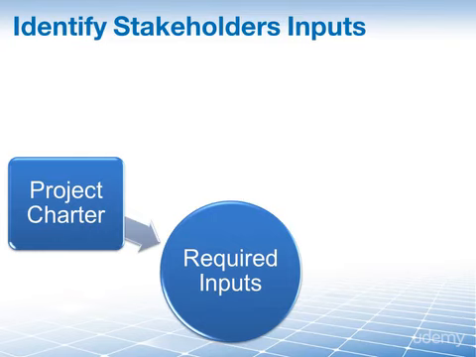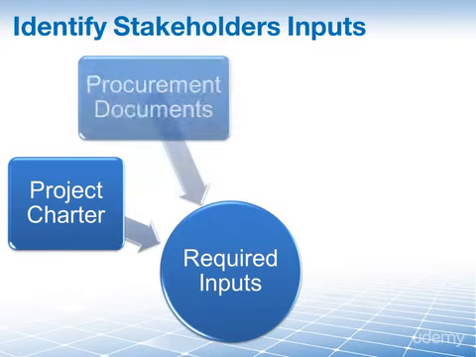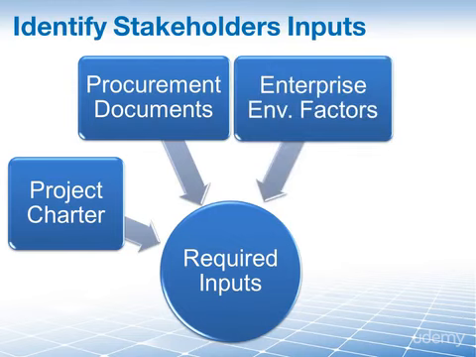If this project has been started because someone bought a product or service, then we will very likely have procurement documents like a contract or a proposal. Just like the charter, the contents here will help us identify stakeholders. As part of the enterprise environmental factors, we should look at our company's organizational structure to help us understand the environment in which we will perform this project. There may be outside groups like government agencies or environmental groups that we must consider as stakeholders.